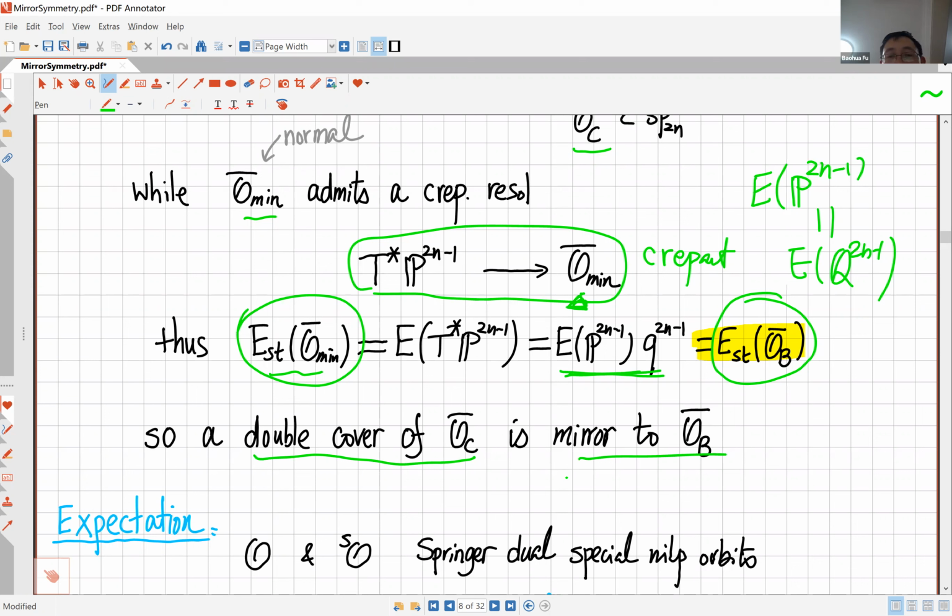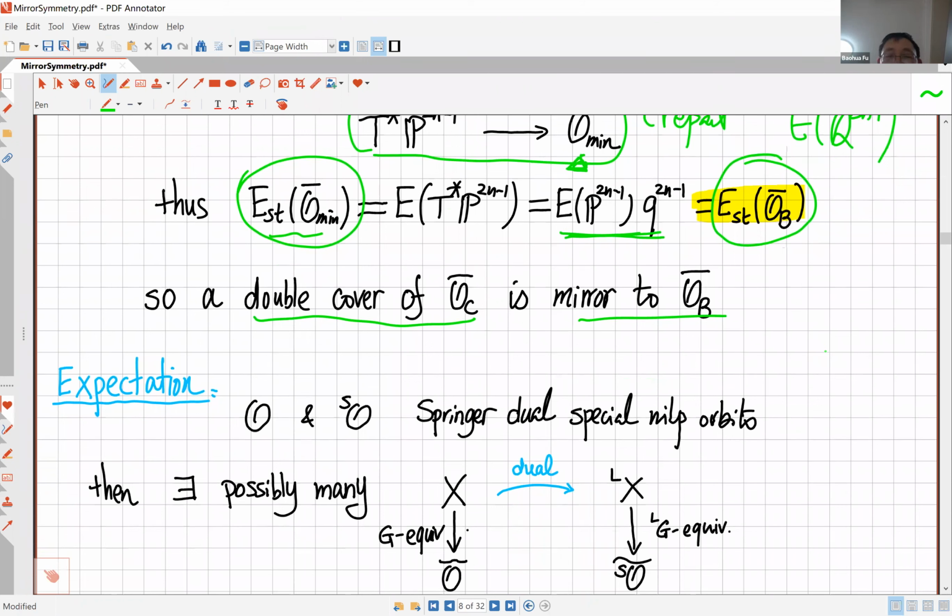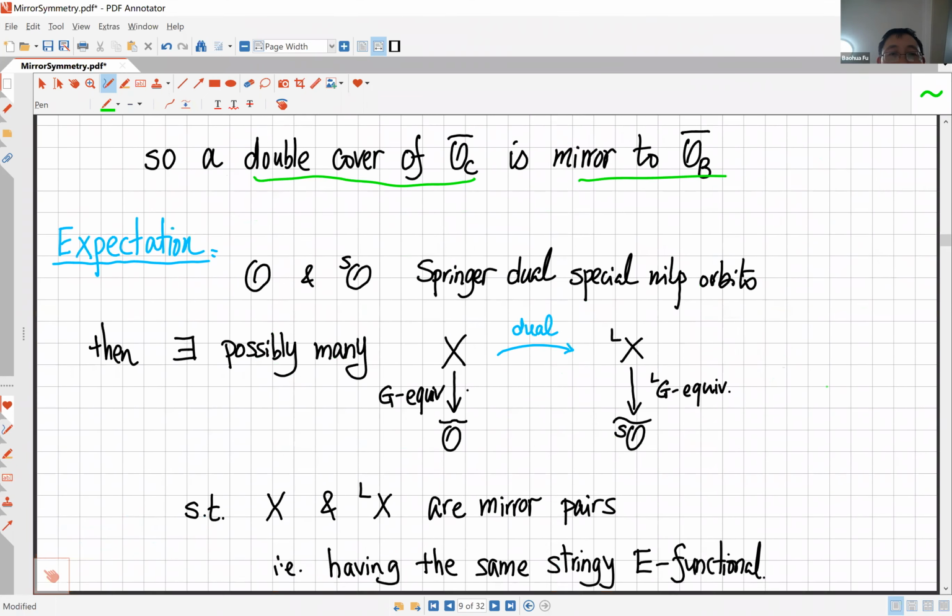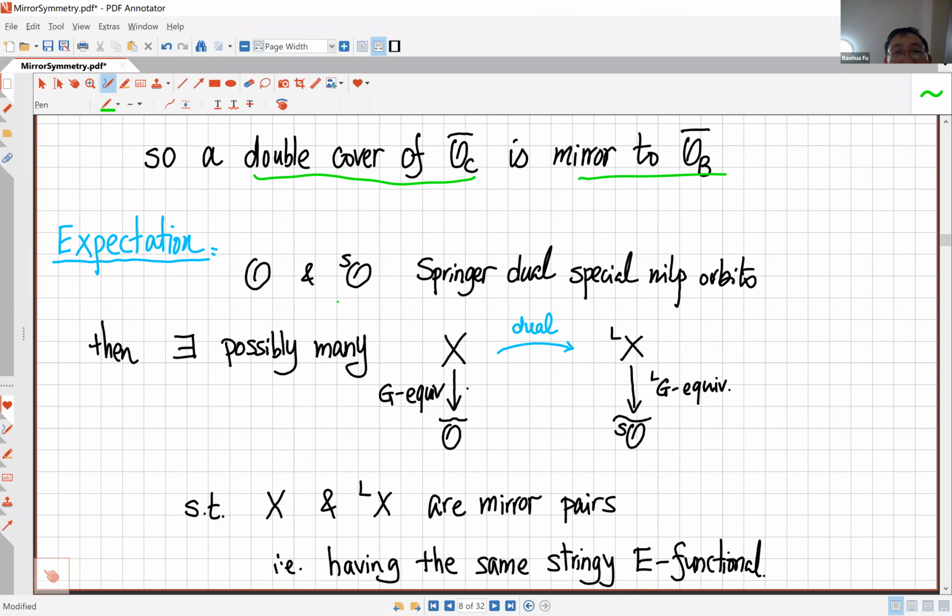So O_C is not itself mirror to O_B, but a double cover of it is mirror to it. So this gives us hope that this could be true in a more general setting. So this is our expectation. For any Springer dual or dual special nilpotent orbits, you can find on one side some equivariant cover, and on the other side you can find another G-dual equivariant cover, such that these covers X and X^∨ are mirror pairs, in the sense that they have the same stringy E-functions.